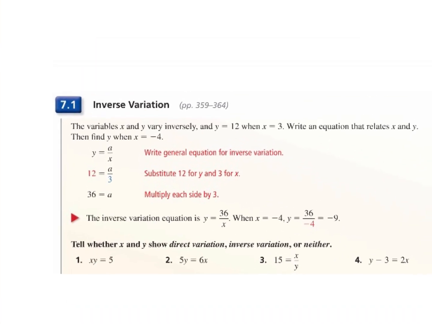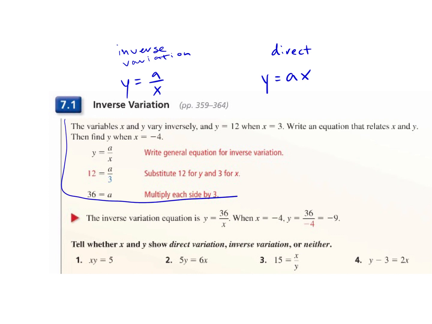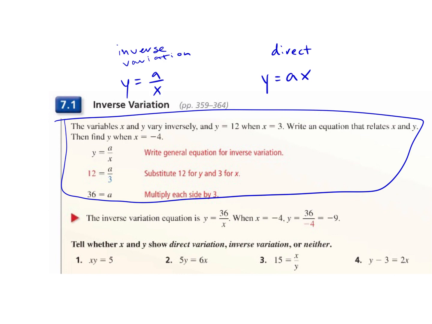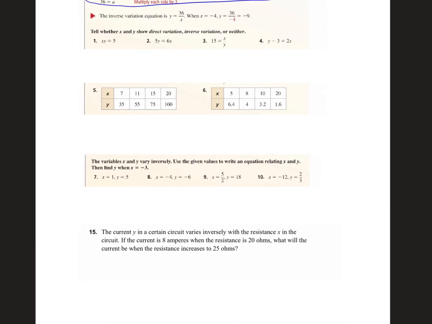7.1 is our inverse variation. So our inverse variation formula is y is equal to, anybody remember? A over x. Awesome. And then our other one is direct variation. So y is equal to what? A times x. Perfect. So again, this one has a question that's done for us. Don't forget about the word problem on this page too.